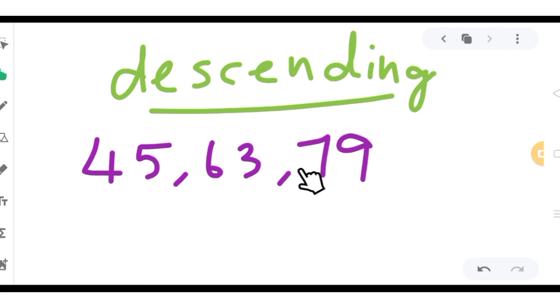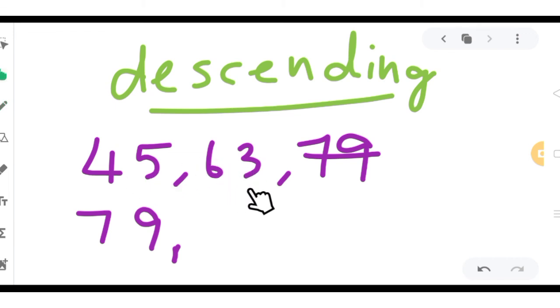So we have to write this number 79. So 79 we have written. So I have struck it out. The remaining numbers are 45 and 63. So when you compare these two numbers, 63 is bigger. See the first digit, 4, 6. Which is bigger? Of course 6 is bigger. So we should write 63.